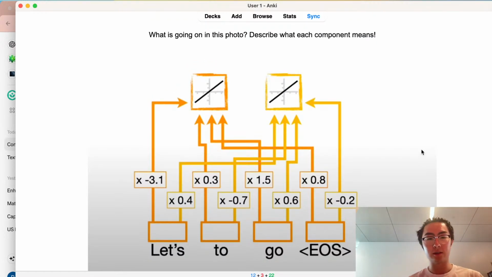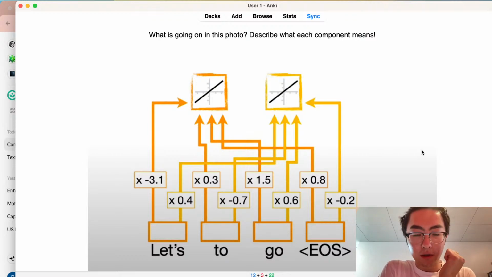So what is going on in this photo? Describe what each component means. You have a word embedding model that is trying to embed the phrase "let's go to," and then the end of sentence token. So what this does is it'll create two embeddings, and the embeddings themselves can be thought of either as the weights or the outputs of the activation.